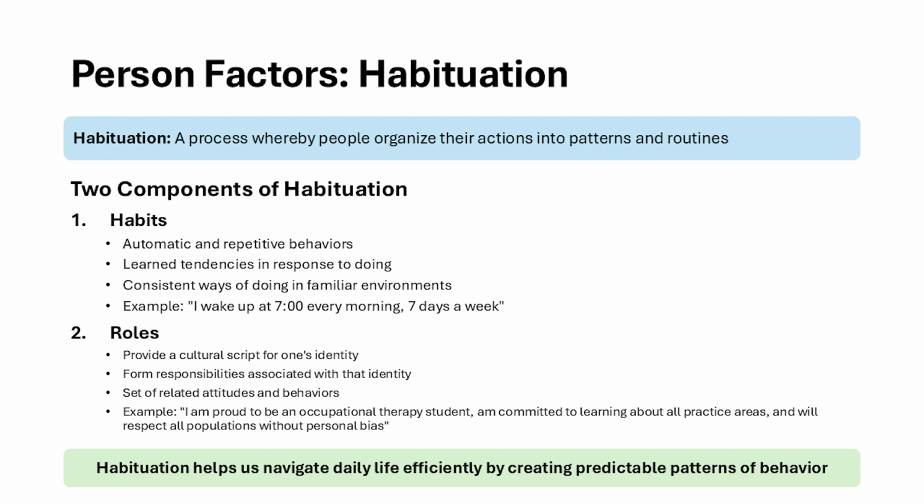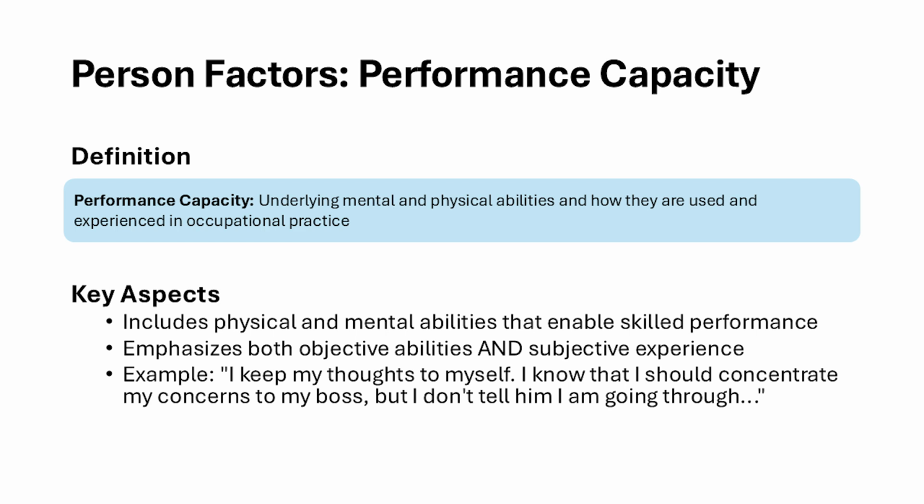Yeah, changing the role definition itself can be harder than teaching a motor skill sometimes. Often it is. It involves identity. Which brings us to the third person factor, performance capacity, the underlying abilities. Right, the physical and mental abilities, musculoskeletal, neurological, cognitive, etc., that allow for skilled action.